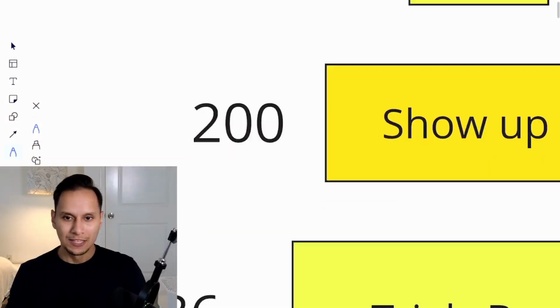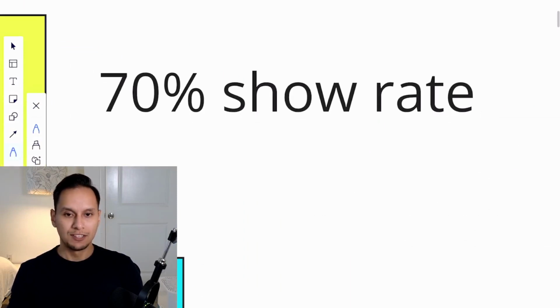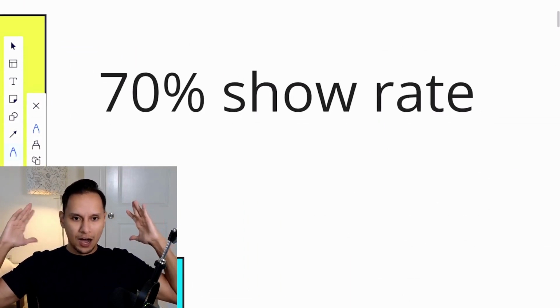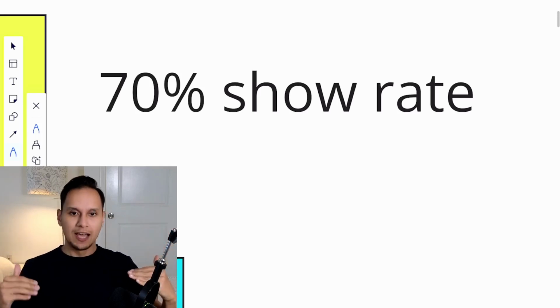This is normal. Not everybody who says they were going to come in for the free trial actually shows up. What we've seen is that the studio owners who are working with us have a 70% show rate, which means out of, let's say, 100 people who said they were going to come in for a trial, 70 actually show up.